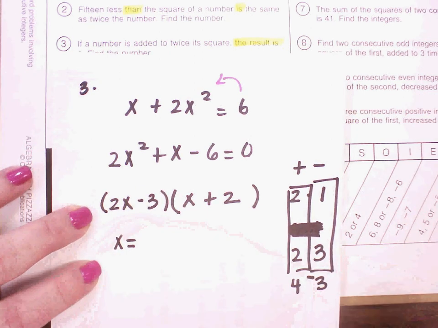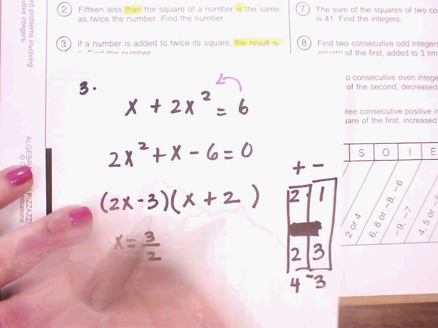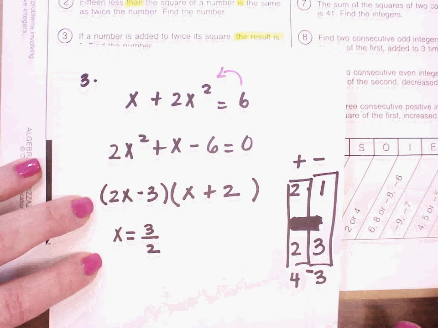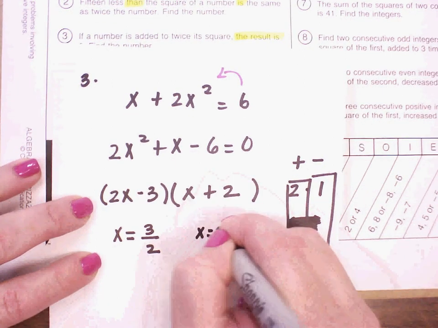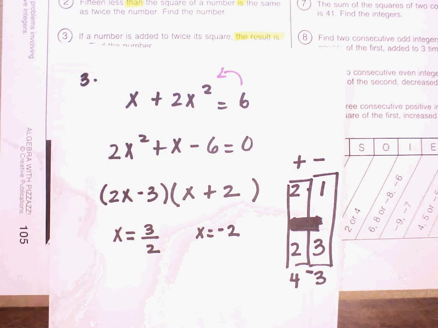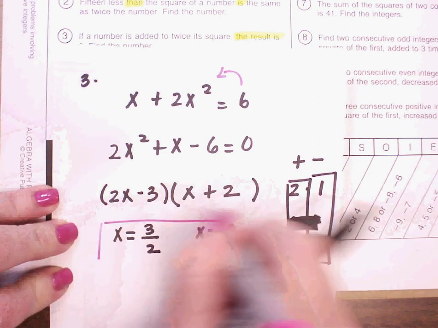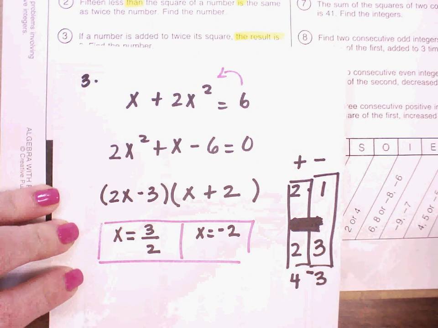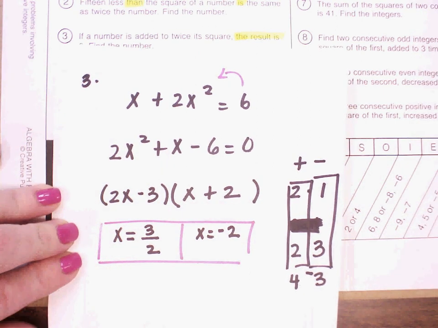Alright, so what do I get over here? 3 halves, right? Plus 3, divide by 2. And then x equals negative 2. So these are numbers, so both of them are fair game. Yay? Alrighty.